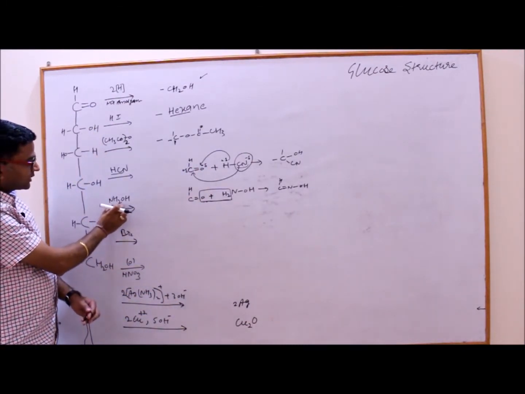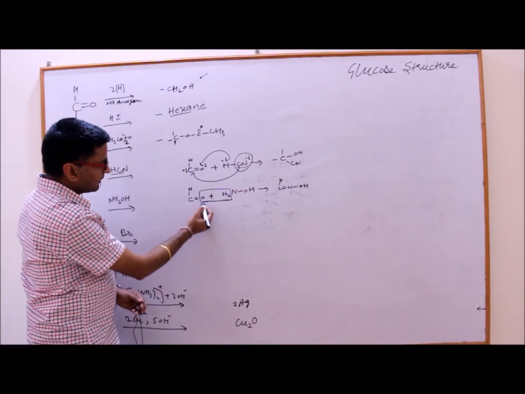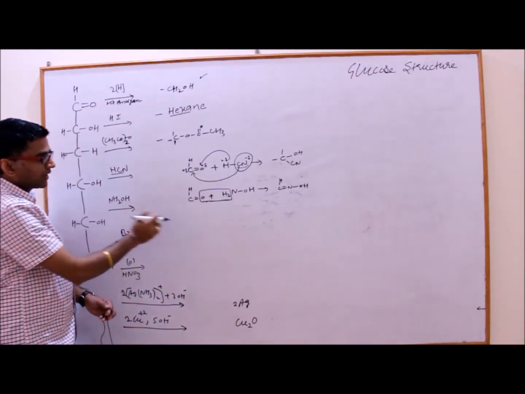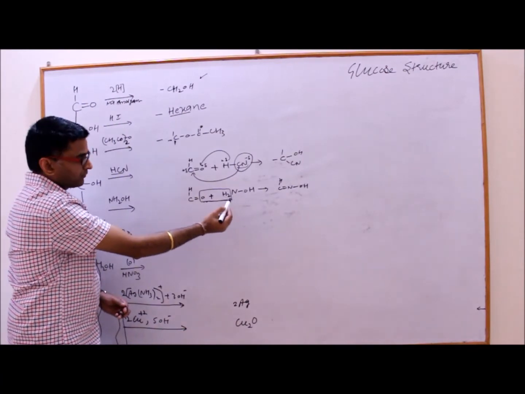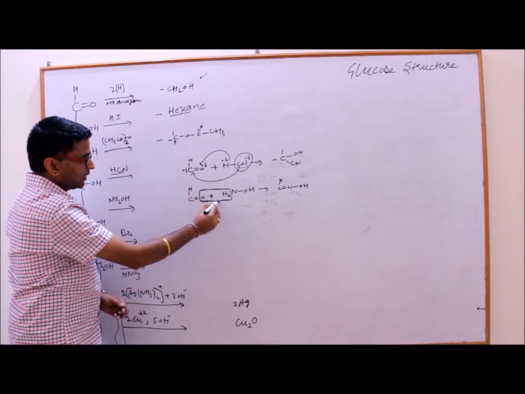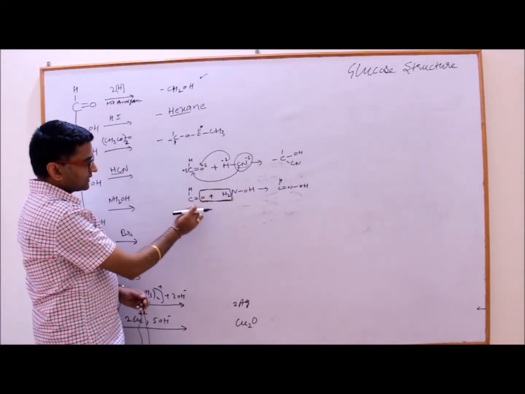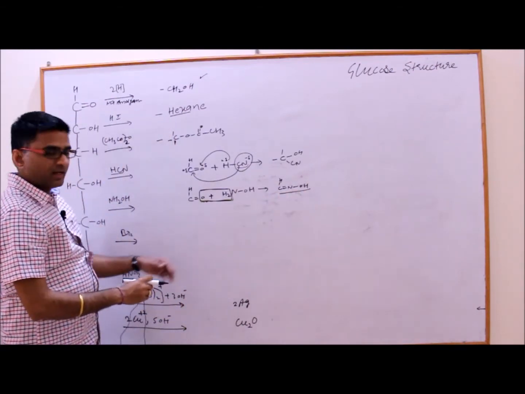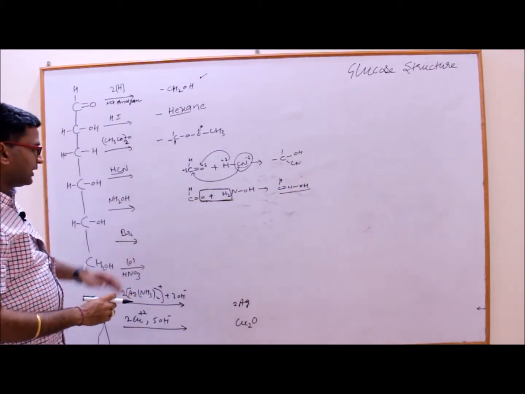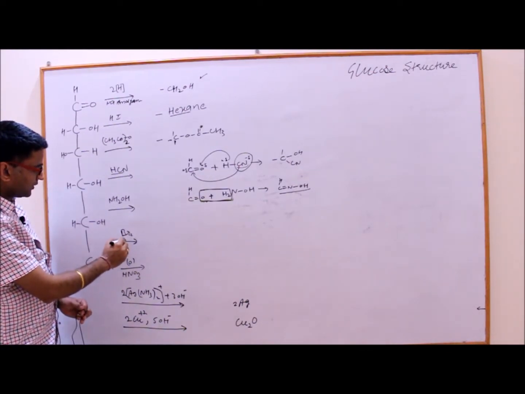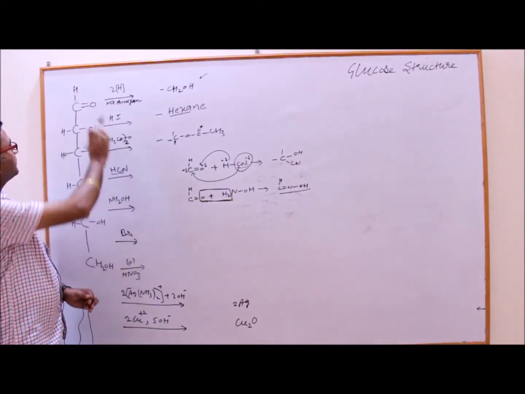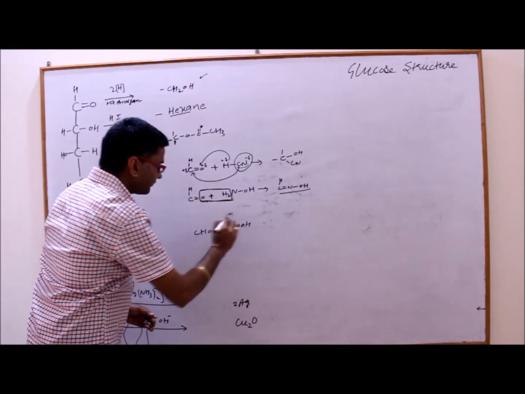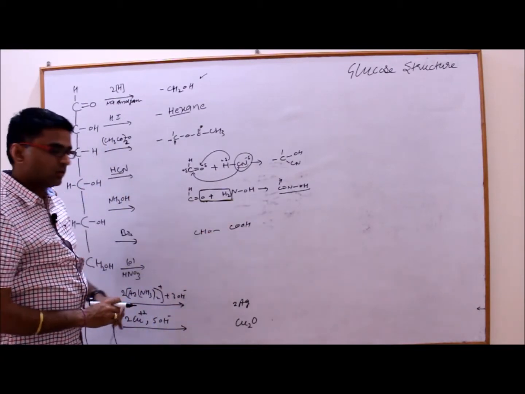The next reaction is with NH2OH. Again we have C double bond O plus NH2OH, and this NH2OH we can write in the form of H2NOH. From here we have removal of a water molecule, and then we get C double bond NOH. Because this is also a characteristic reaction of the aldehyde group, we came to know that this molecule must contain an aldehyde group. And then we have the reaction with bromine. This acts as the oxidizing agent and converts the aldehyde group into an acid group, forming COOH.